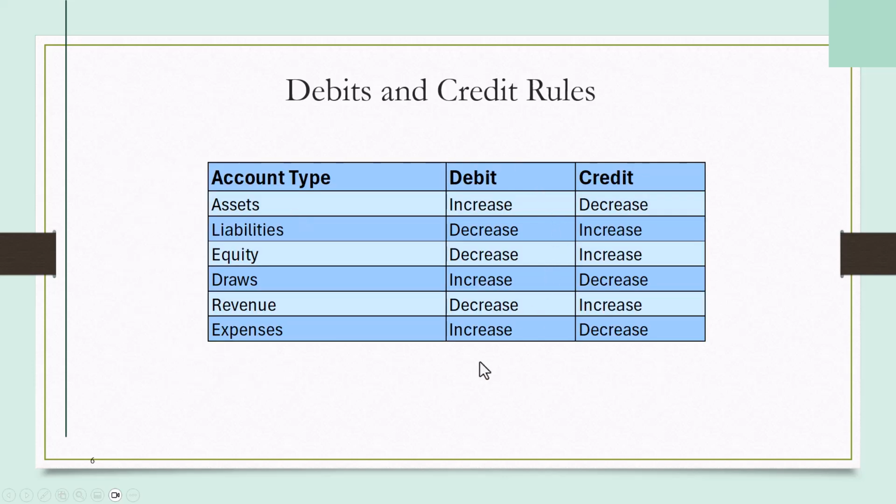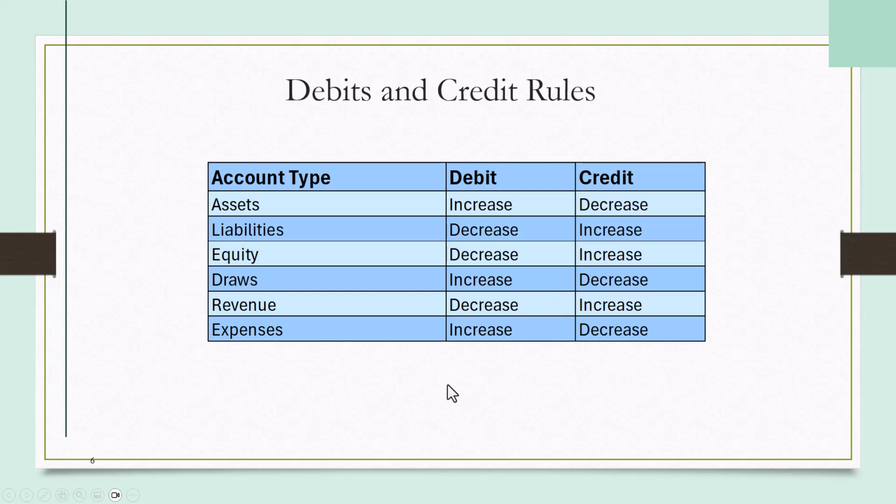And these are the rules of debits and credits. So you'll need to know the account type that you are referring to or posting to. And then these rules will tell you whether a debit is an increase or a decrease. For example, for assets, draws, and expenses, you would increase them with debits, decrease them with credits. And for liabilities, equity, and revenue, you would do the opposite.